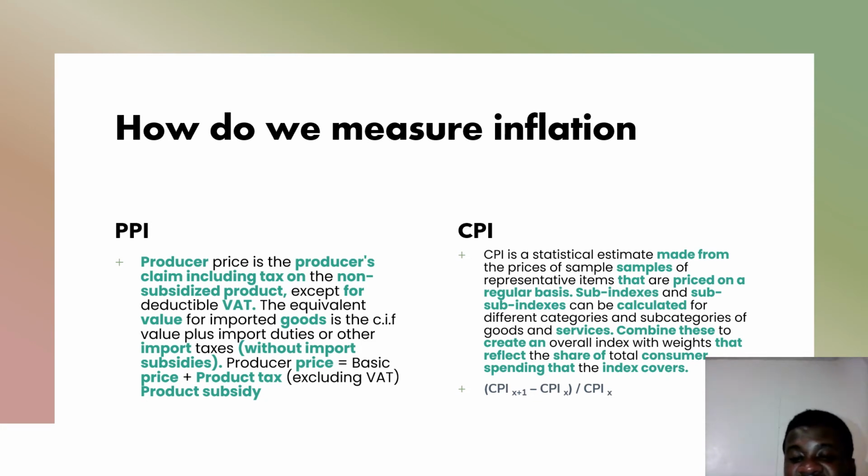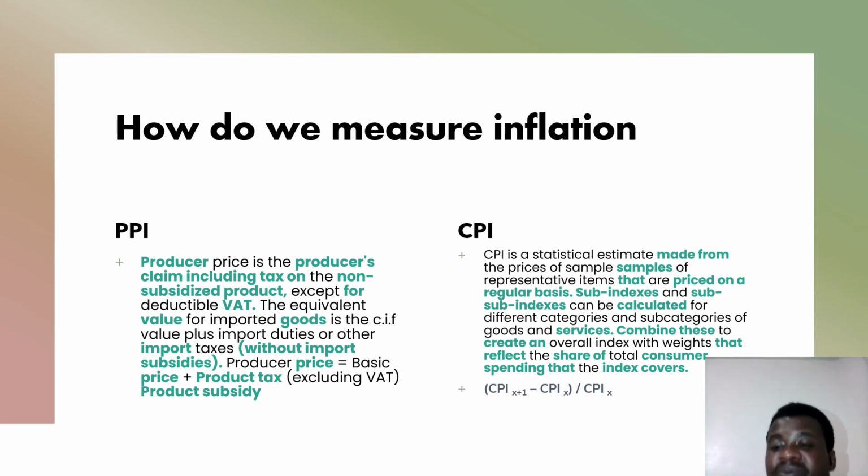CPI is a statistical estimate made from prices of samples of representative items that are priced on a regular basis. So simply this is an index. They take a basket of prices, maybe for bread, milk and whatever, put it together and weigh it in an index. If that index keeps rising, it simply means the prices for all these baskets of items are rising. So therefore consumers are experiencing a steep rise in their prices. But as I said, it is a lagging indicator because it is simply telling you what consumers have been experiencing for some time now.